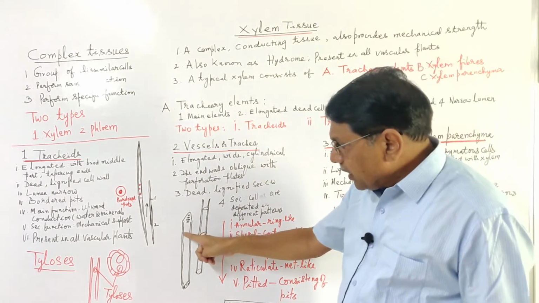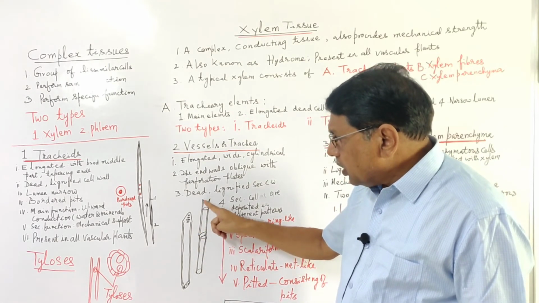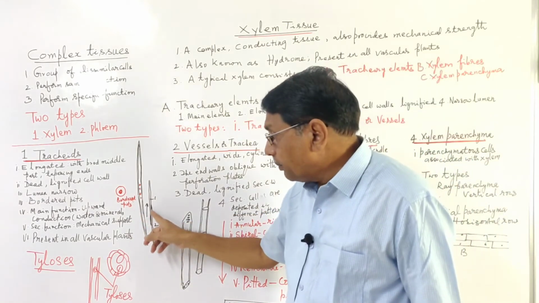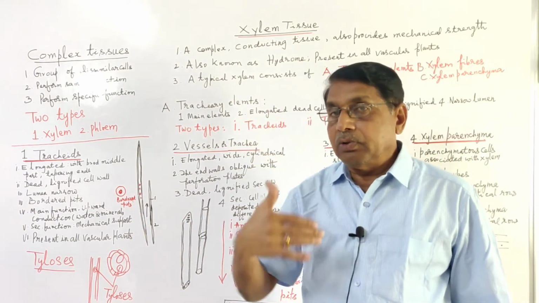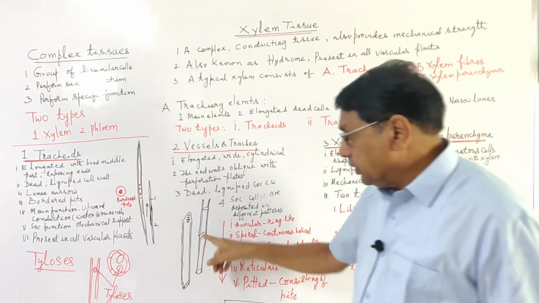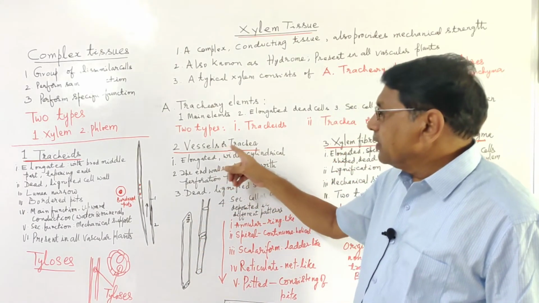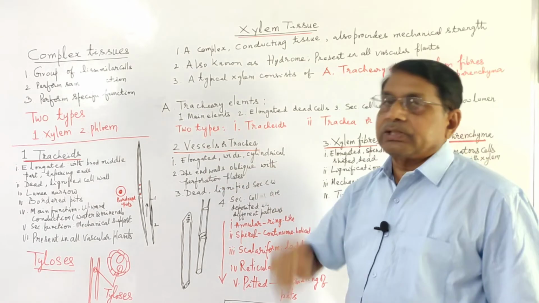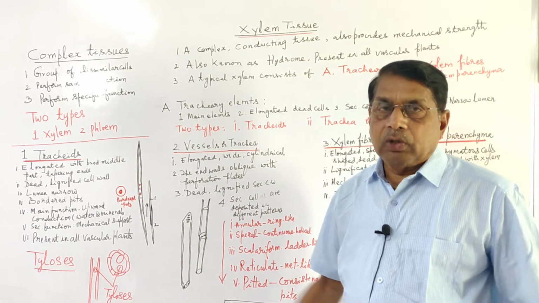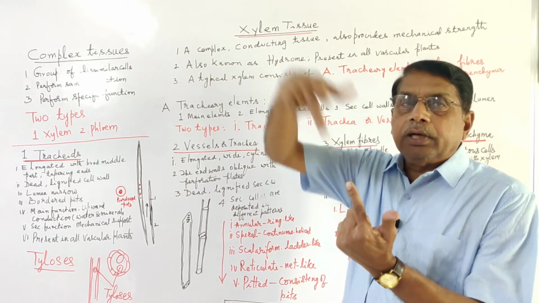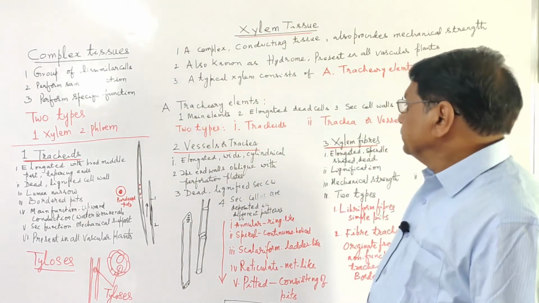So these are arranged one above the other. Here overlapping, not exactly one above the other, but overlapping. So it looks like a continuous tube, therefore they are called vessels. Because one is arranged above the other, it looks like a continuous tube.